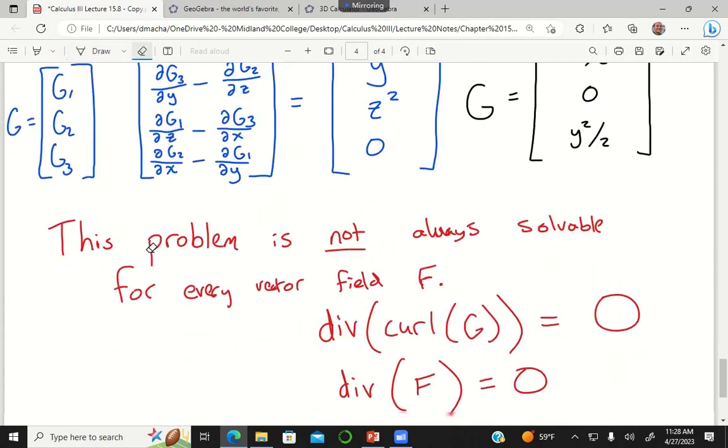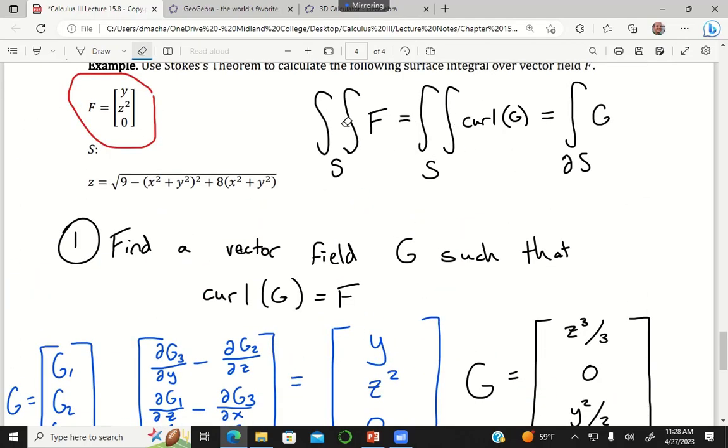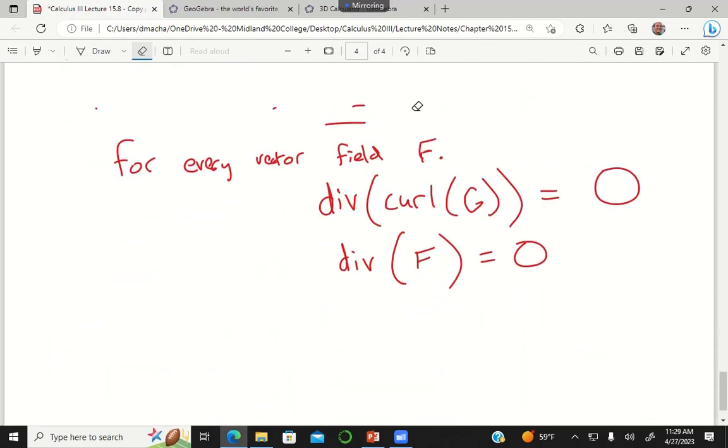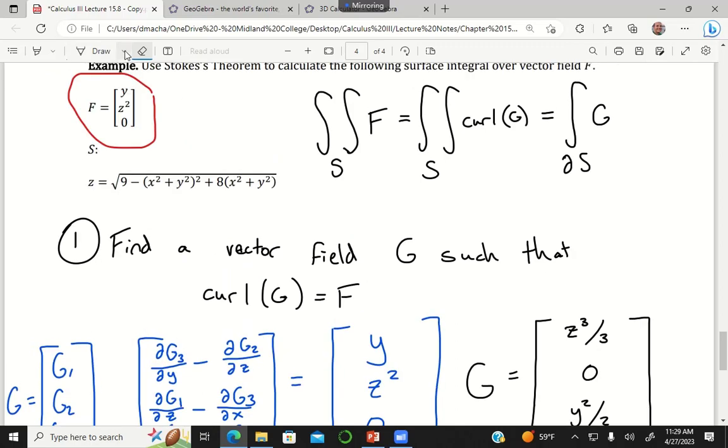Anyways, we found what g should be, and we decided that the surface integral over f is going to be the same as the path integral around the boundary of the surface of g. And now we just need to think about what should the boundary of the surface be, how do we write that boundary as a parametric curve, and then we can do the path integral over the parametric curve over the vector field G to get our answer. So here is my surface.